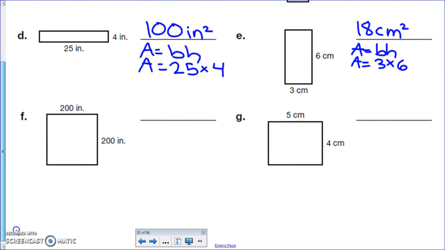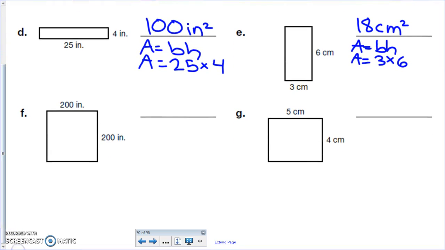For F, we can tell we have a square because both sides have the same length, so you can use the same formula as a rectangle. You may also see it written as area equals sides squared, so I'm going to show you that as well here. And in this case, the S just stands for side. So the area equals the side squared or the side times itself, which is what you'd be doing if you did base times height anyways.